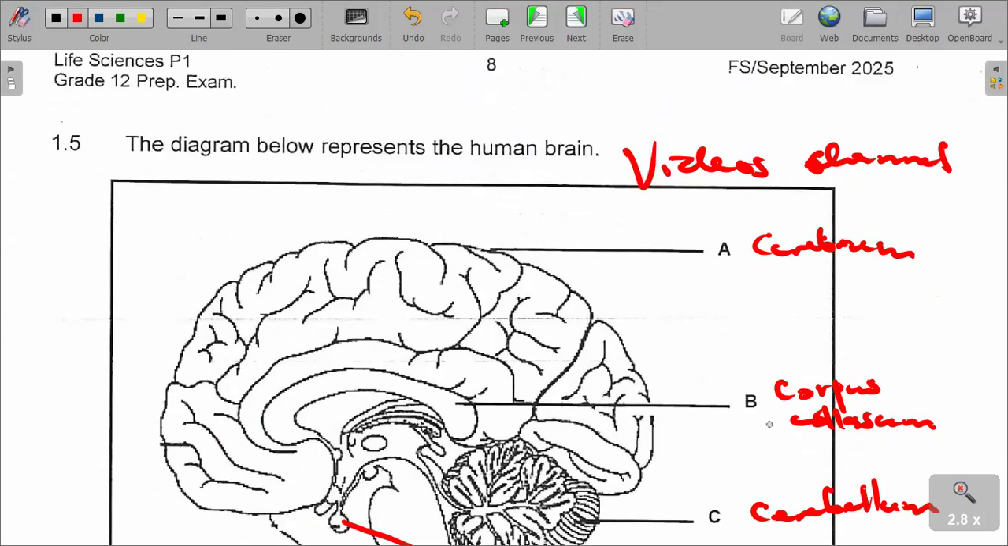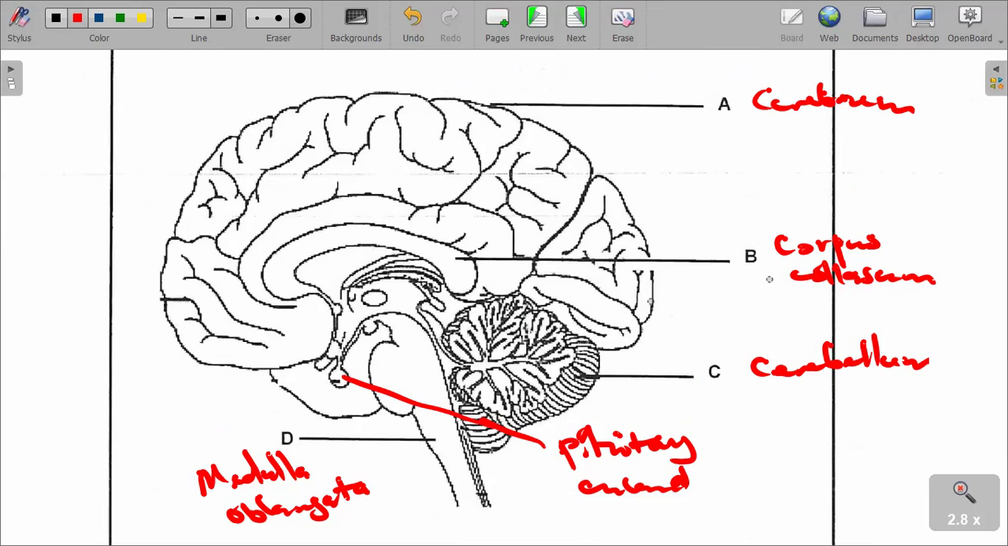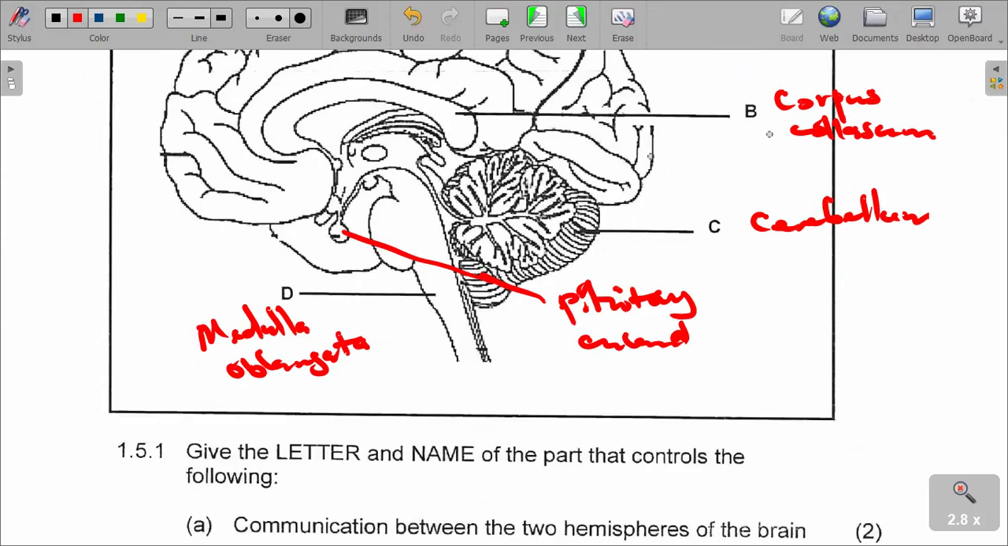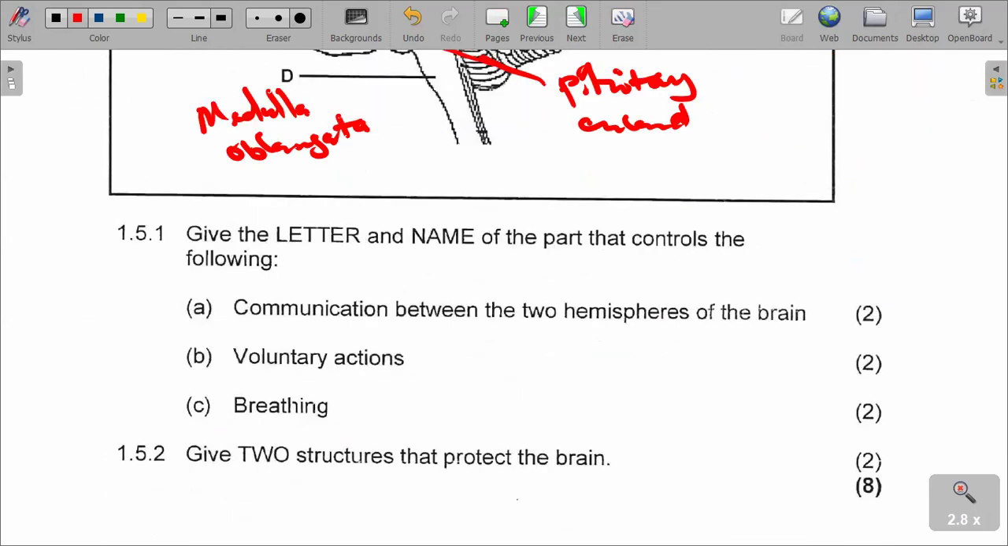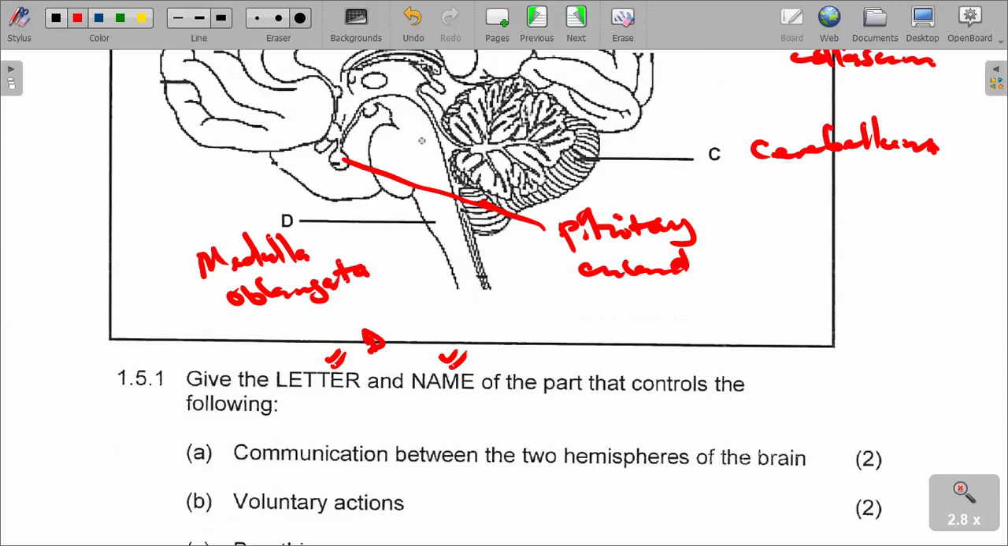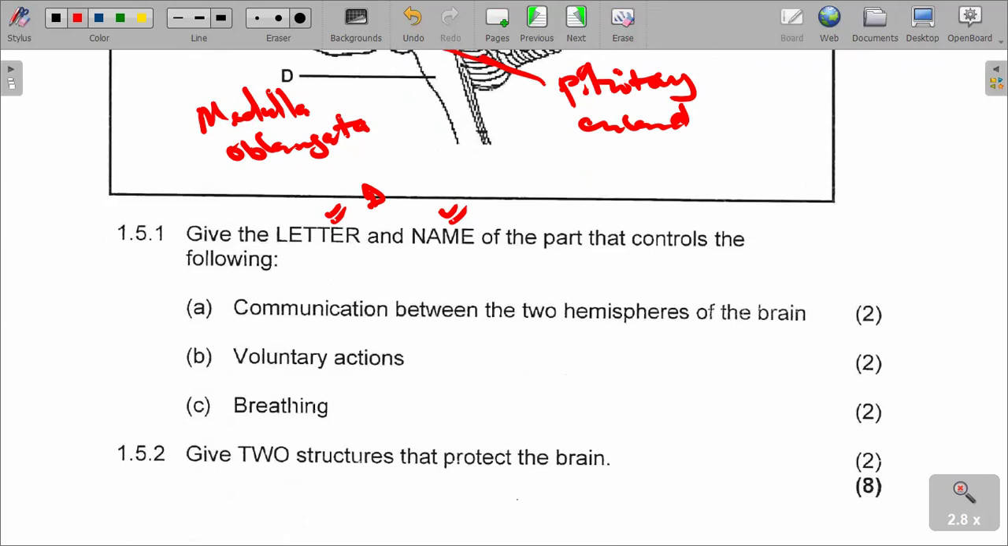In any case, when you are answering these questions, in the few minutes of checking your question paper, you can label these while you are still at it, so that you do not make mistakes. It says give the letter and name of the part that controls the following. Remember the letter and name, so we have two answers. You give the letter, say D, and then medulla oblongata, and say C, cerebellum. So there are two answers which you need to take note of.